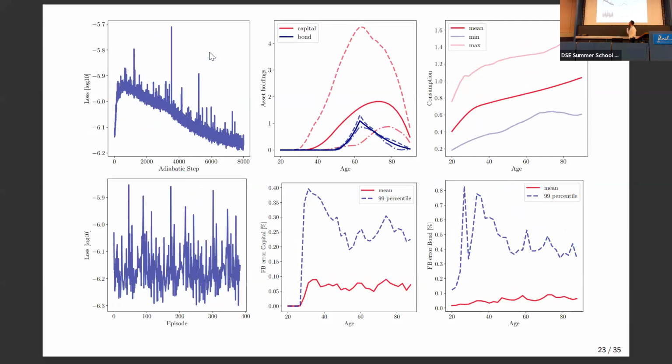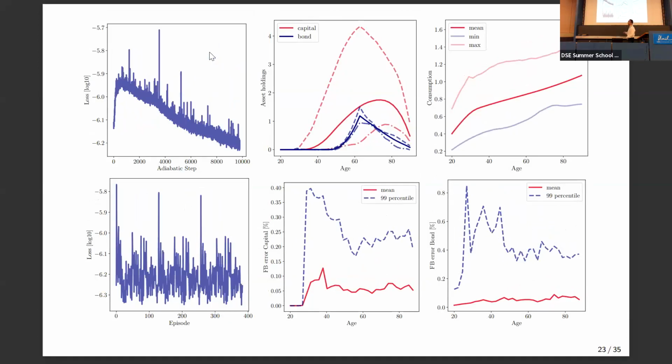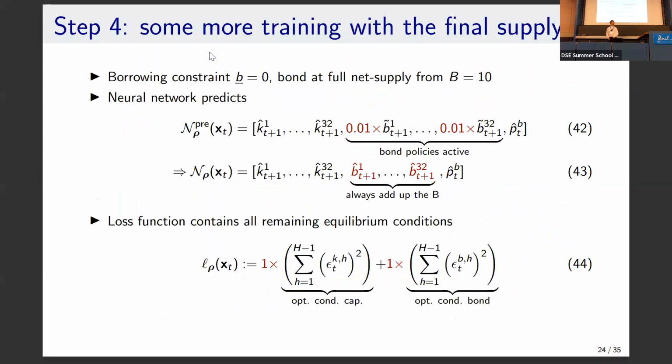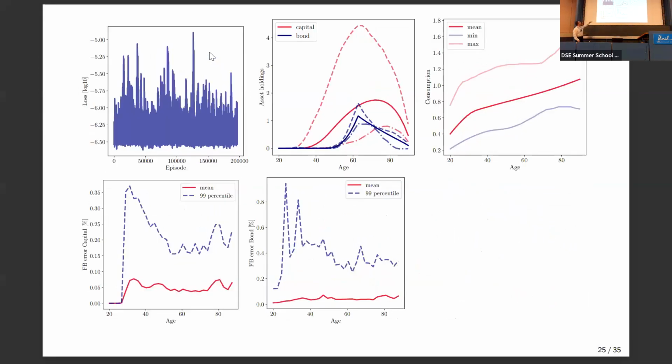And so after we are done with this procedure, what I typically do is I train a few more steps just with the final policy without adjusting the model anymore, just to make sure that the algorithmic set I'm having is really totally in line with everything. So we're training this here, and that's what we get, and the errors are reasonably low. If you look at the consumption function, you can see it's much steeper now.